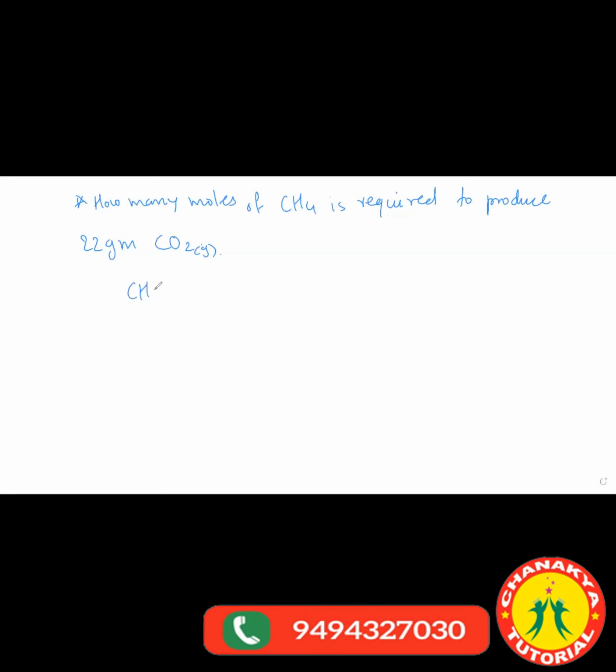That is CH4 plus O2. You will get what here? Carbon dioxide, 2 moles of H2O plus energy or heat, right? And here it will be 2O2. It is in gaseous state, it is in gaseous state, it is also in gaseous state, it is also in gaseous state. Now, what do you come to know here? 1 mole of methane will produce what? 1 mole of carbon dioxide. Correct?